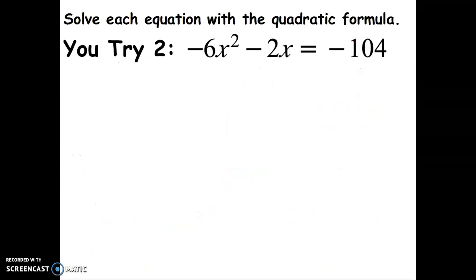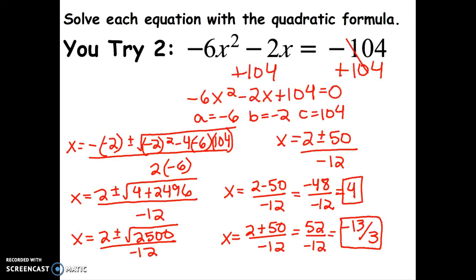All right, now you guys are going to try the next one on your own. Remember, you'll have to solve it by adding that 104 on both sides. So pause the video, only press play when you're ready to see the final answer. All right, so for this one, your answer should have been 4 and -13 over 3.